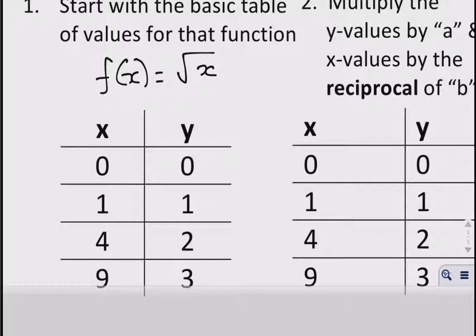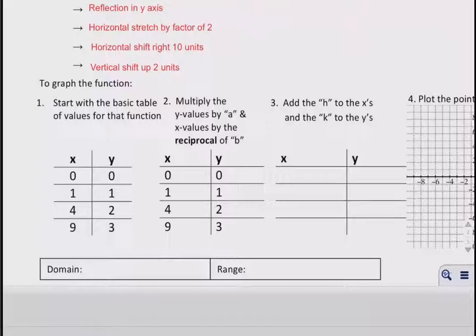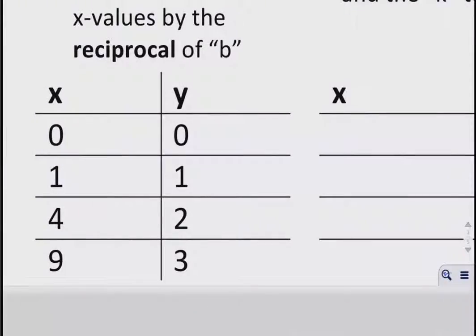For step number 2, move over here. Here's where we have some new information, new stuff from this lesson. The y values are multiplied by a, which in this case is -3. So for y, I'm going to put times -3. And for the x values, we multiply by the reciprocal of b. So if b in this case is -1/2, the reciprocal of b will be -2.